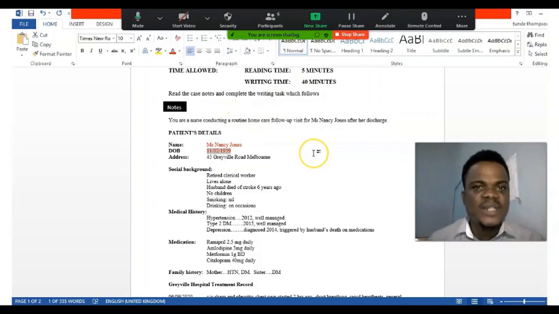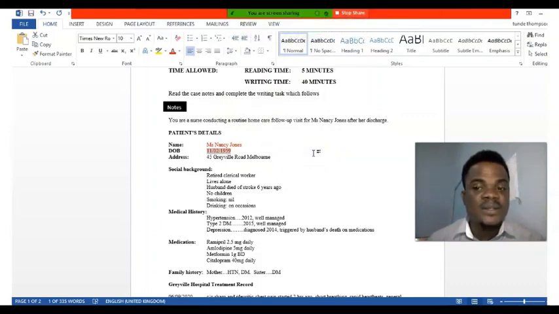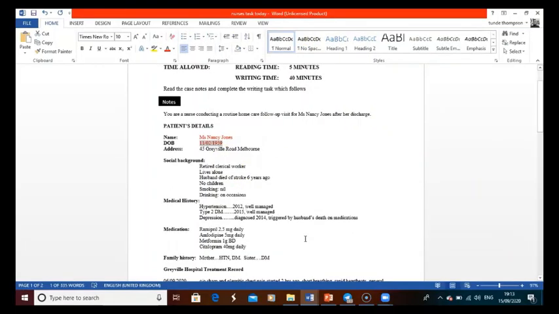Remember, we are writing to the consultant on duty at emergency, and we are suspecting that this patient might have a relapse of pericarditis. As I was asking, will the address of this patient be relevant? It's not relevant. The address is not relevant.